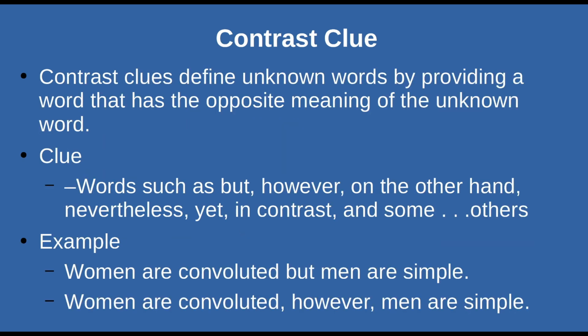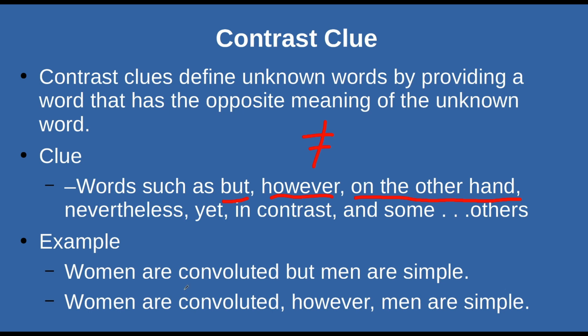Now, moving on to our second of the 5 clues, the contrast clue. Contrast clues define unknown words by providing a word that has the opposite meaning of the unknown word. That sounds really hard to understand, but instead of telling you what it is, I tell you the opposite of what it is, if you will. Here are some of the phrases: but, however, on the other hand. Remember, whatever comes after these phrases is going to be the opposite of what came before it. Instead of an equal sign, maybe it's like a does not equal sign if you're into math like that.